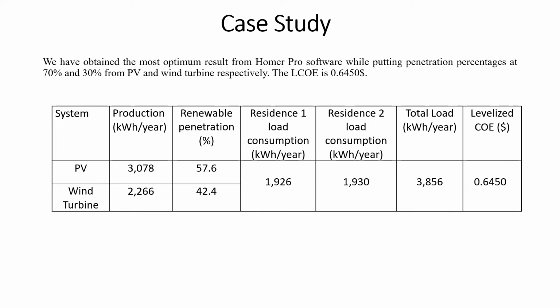The PV is producing 3078 kilowatt hour per year, whereas the wind turbine is producing 2266 kilowatt hour per year. The actual penetration of PV is 57.6%, and the penetration of the wind turbine is 42.4%. And the total load of the residences is 3856 kilowatt hour per year, and the levelized cost of energy of this system is 0.6450 cent.